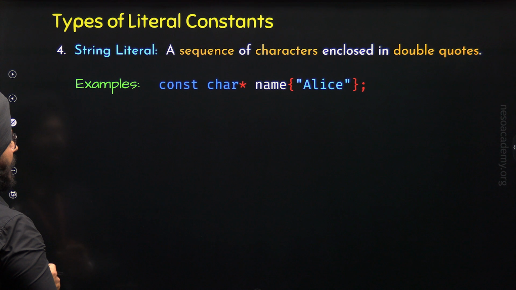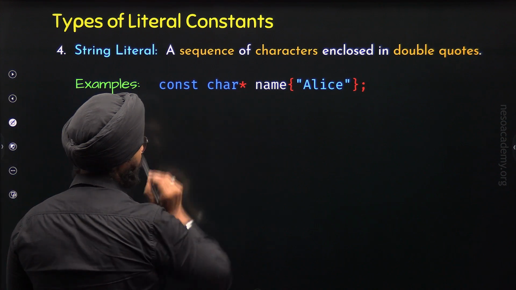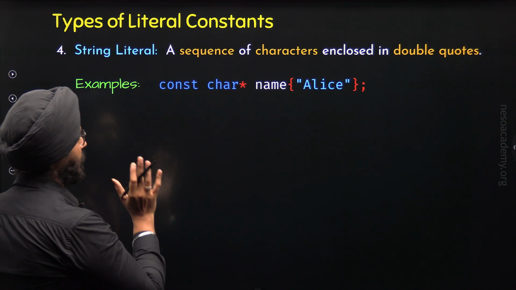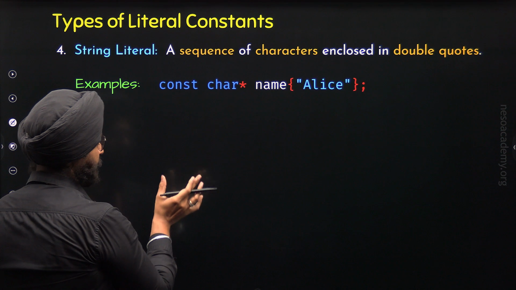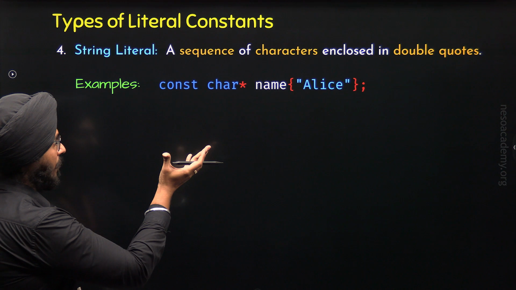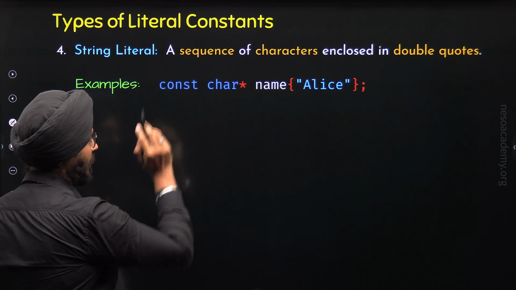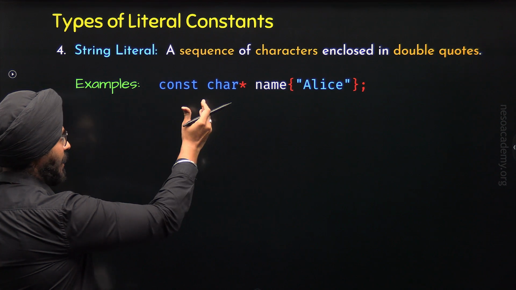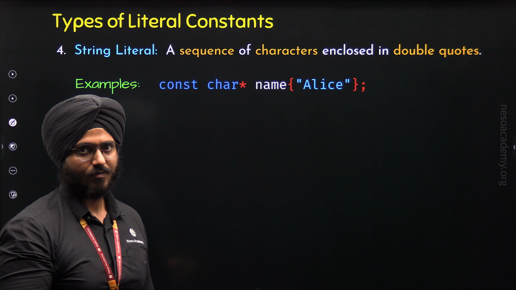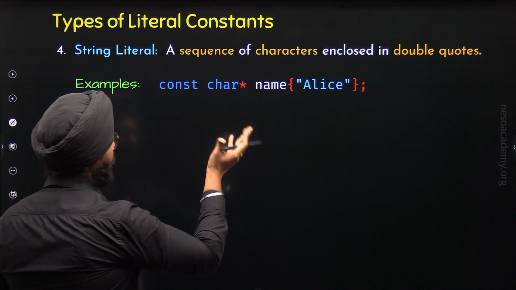For example, here I have defined this variable name of type const char star. Don't worry about this type right now. Just understand for now that this type represents a specific string variable. So a variable which can hold a string should have this type const char star. We will learn about this type and the types related to it in later lectures. Now here I have defined this variable name which can hold a string literal.